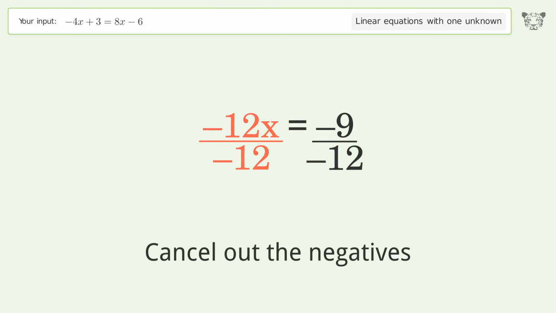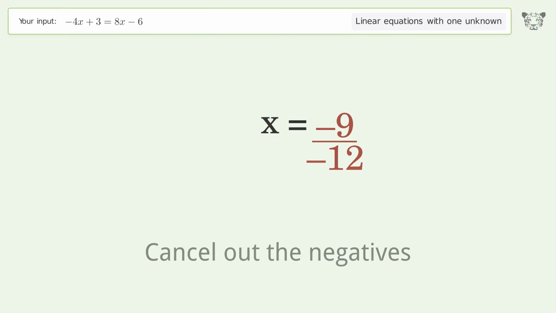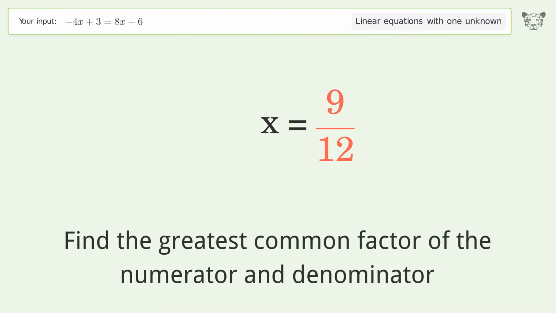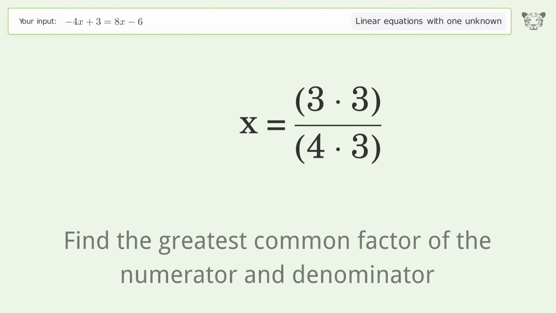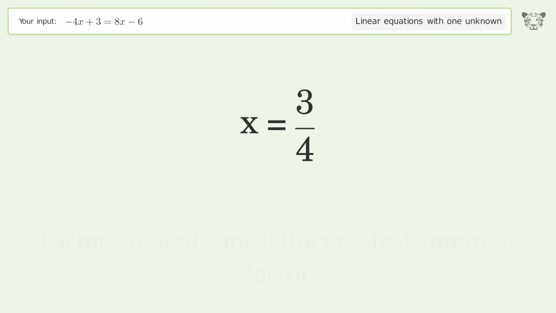Cancel out the negatives. Simplify the fraction. Cancel out the negatives. Find the greatest common factor of the numerator and denominator. Factor out and cancel the greatest common factor. And so the final result is x equals 3/4.